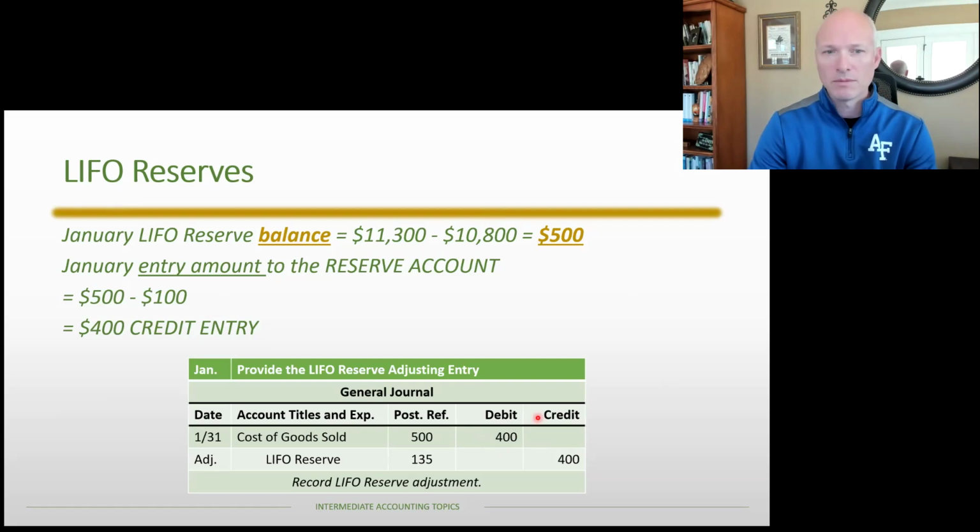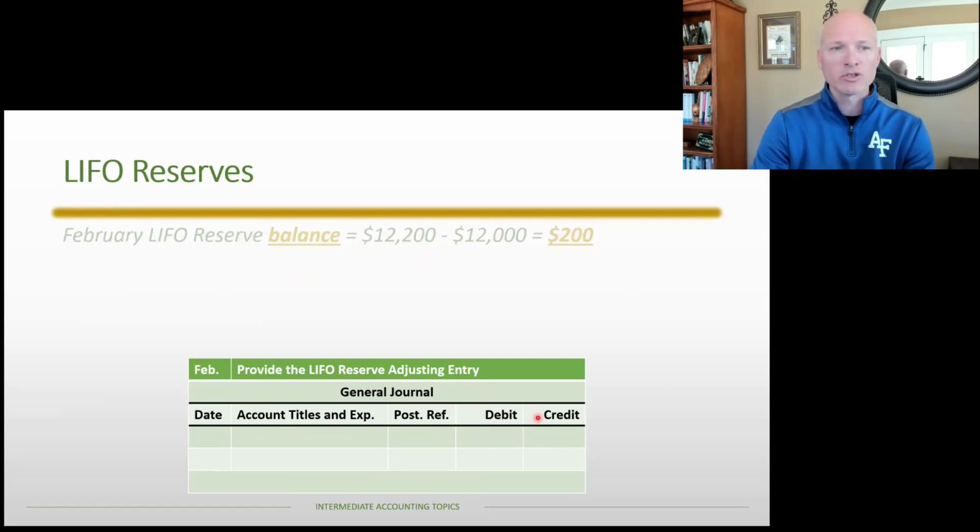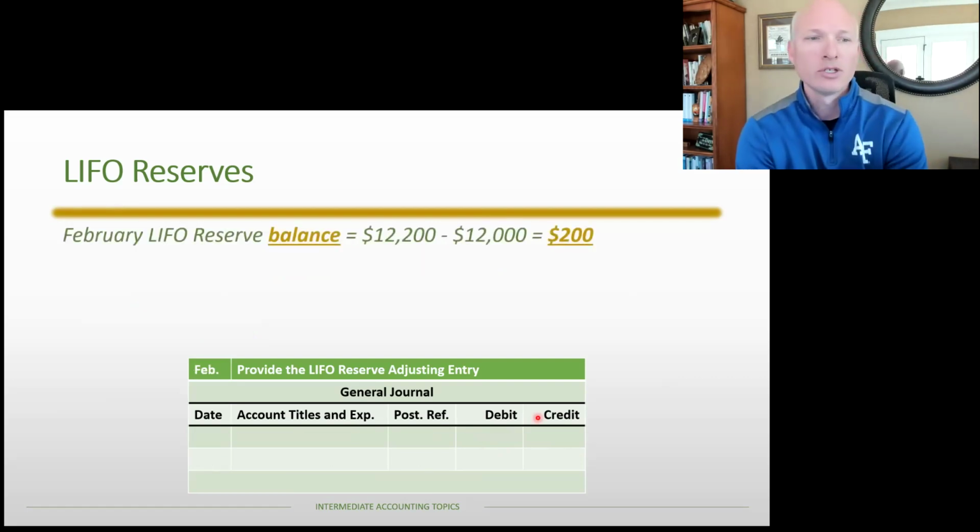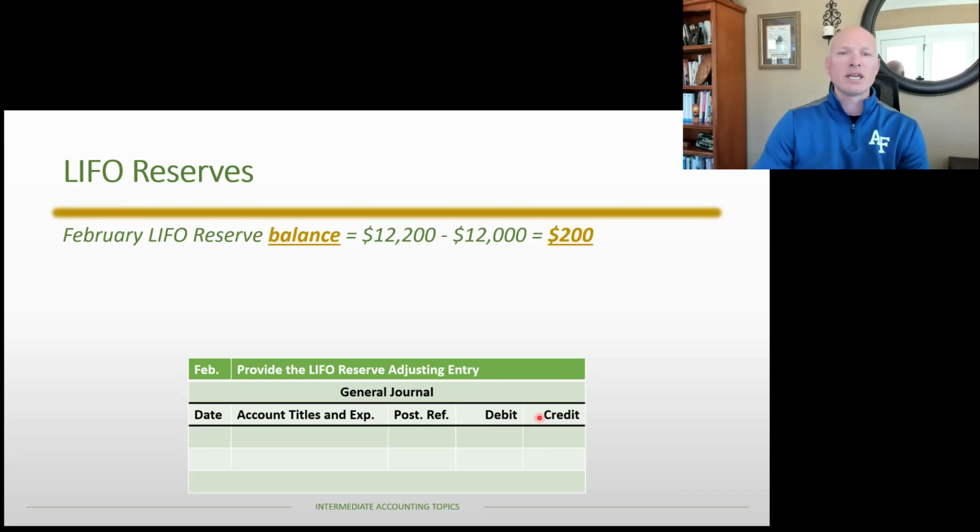All right. So let's try the next one on your own. So I want you to do February. So the February balance, again, we're taking the FIFO amount, we're subtracting the LIFO amount, and that gives us the balance. So I'm going to give you like a minute or so to go ahead and get the journal entry. So we're after the journal entry for the month of February.